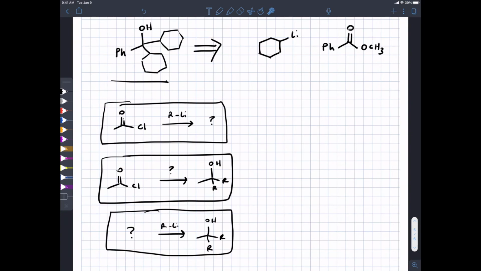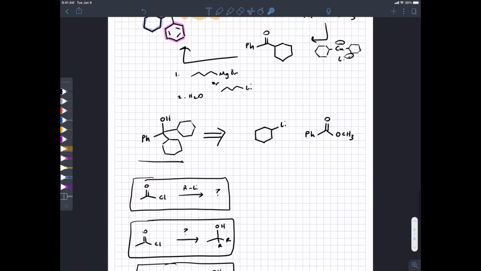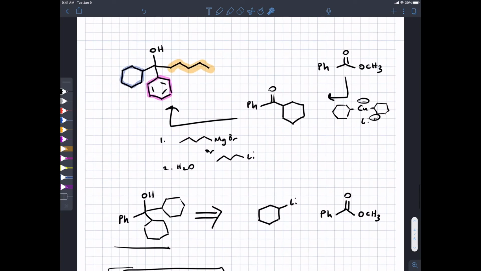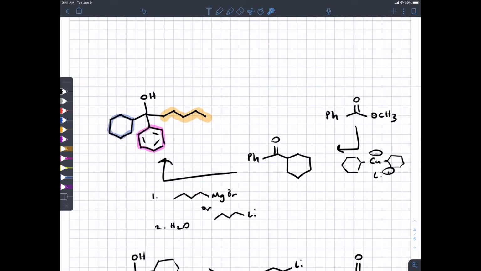Yes? Scroll up just a little bit so I can see that. Does it matter that we did it this way, that the cuprate had the cyclohexyl ring and the ketone had the phenyl group, or could we have done it the other way around? No, we could have put any one of these three at any of these positions and it would have worked. Yeah, go ahead. Would that change the stereochemistry depending on where it goes?